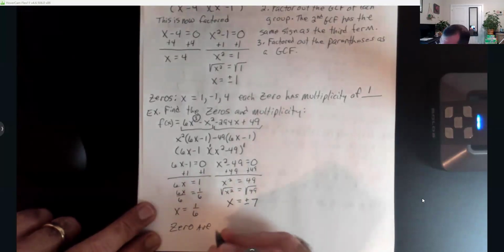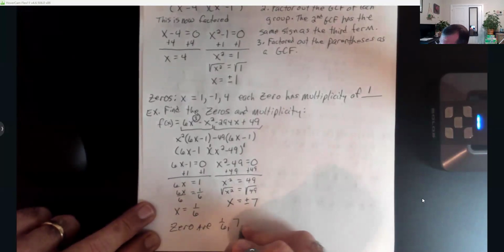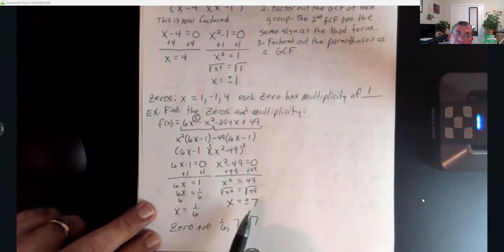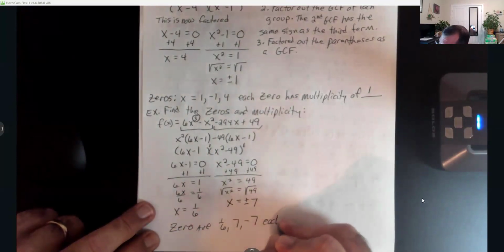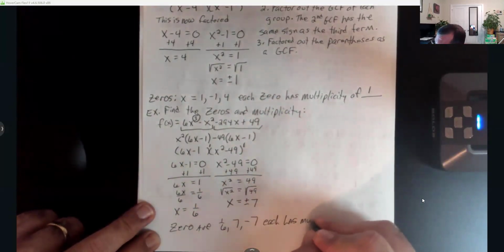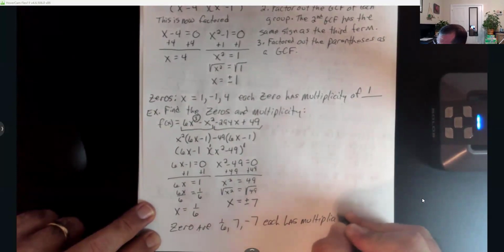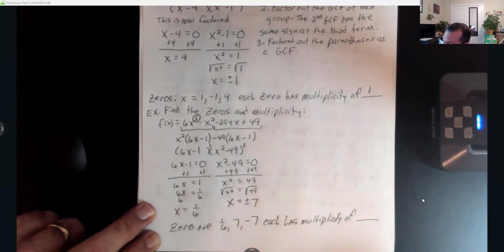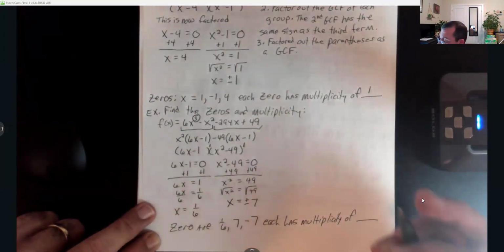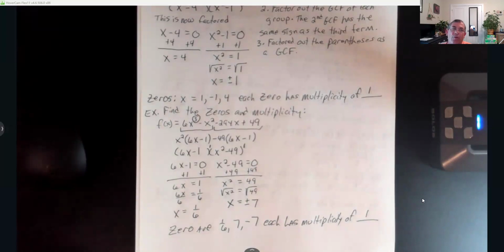So our zeros are, what do we get? 1/6, 7, and negative 7. Now, MATLAB will let y'all use the plus or minus on that if you don't want to write it twice, okay? All right, each has a zero, and each has a multiplicity of, and y'all, we said each of these would have a multiplicity of 1. So that's how many times each of the factors happen.